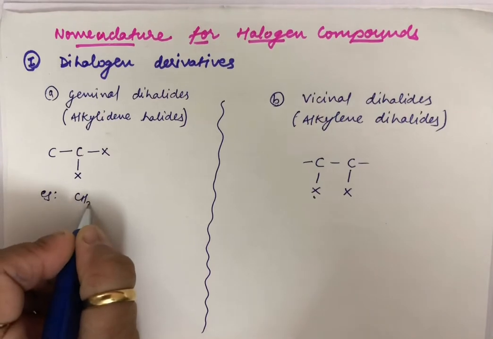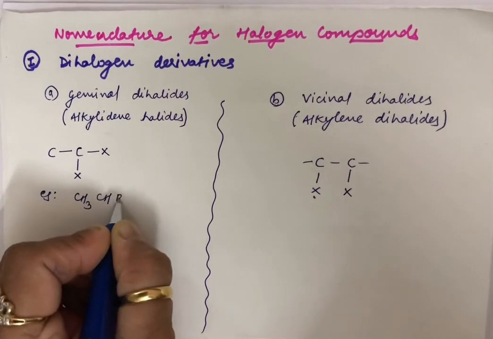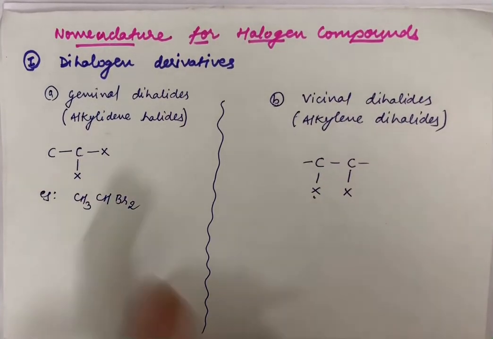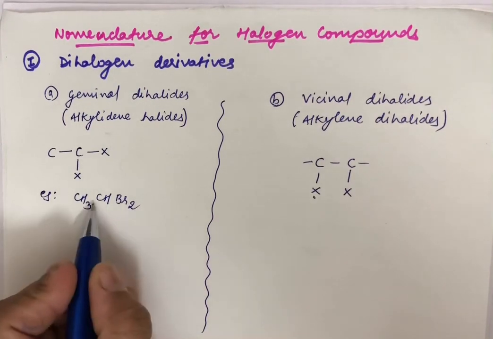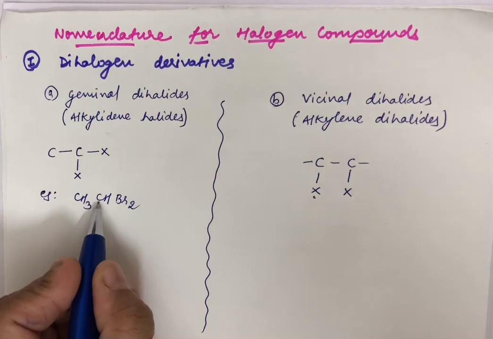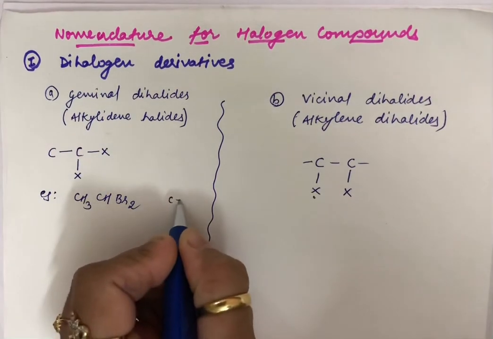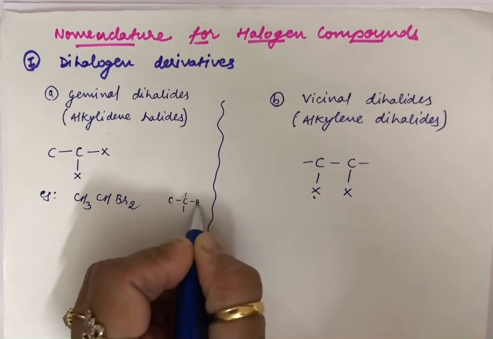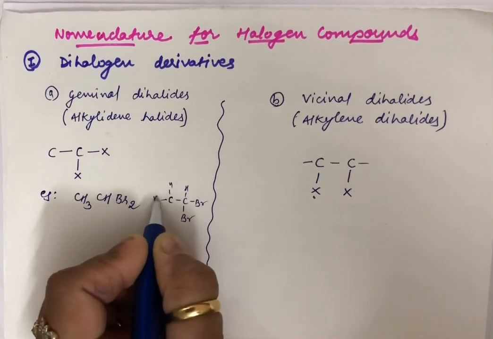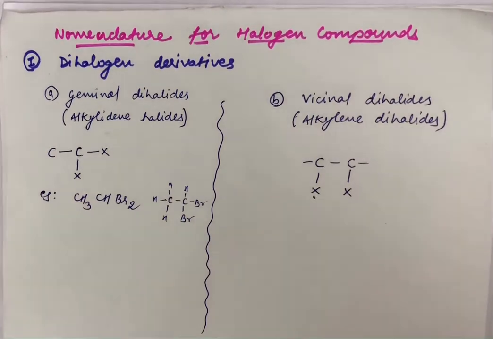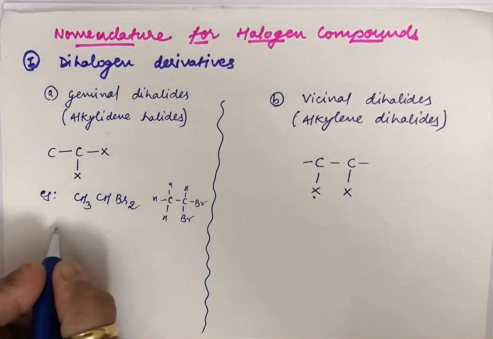Suppose you have the example CH3CHBr2. Now what does this mean? It means the two Br atoms are attached to this particular carbon. Structurally, if I wish to show you, it is Br and Br attached to the same carbon like this. So now what will be the name for this?